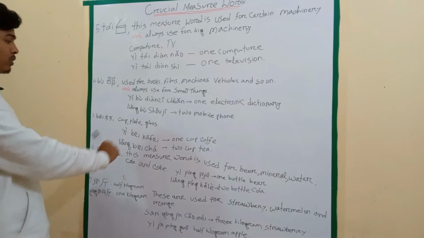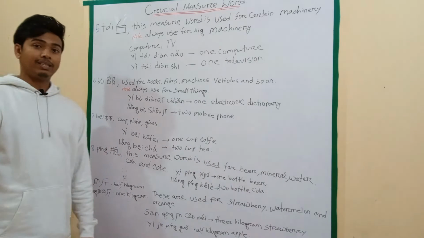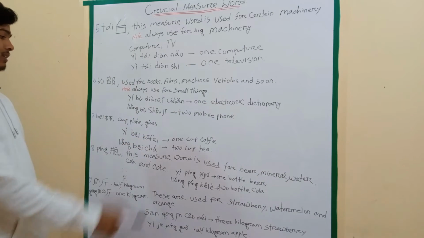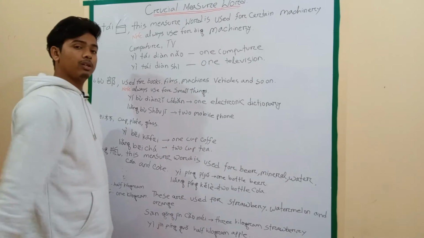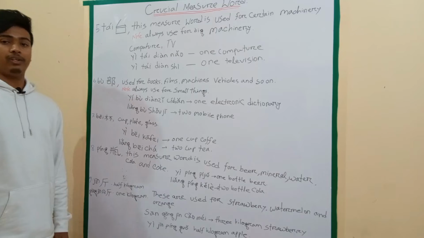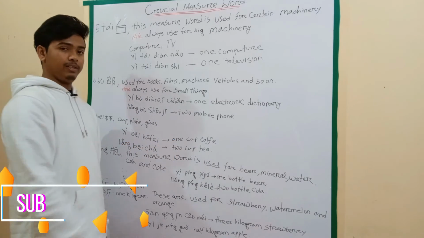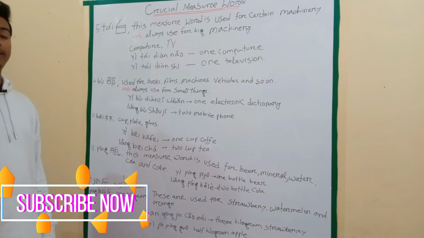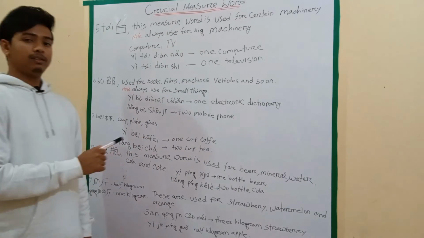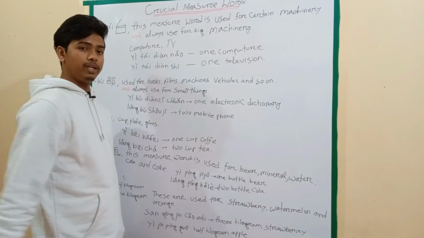Bei is a measure word which is always used for cup, plate and glass. Here, 一杯咖啡, one cup of coffee. How to say 2 cups of coffee? Correct, 两杯咖啡. 两杯茶. It means 2 cups of tea.